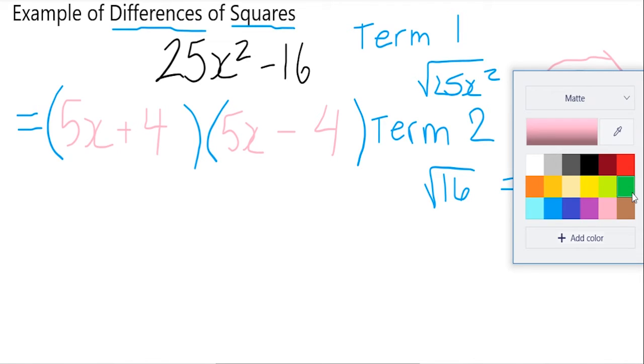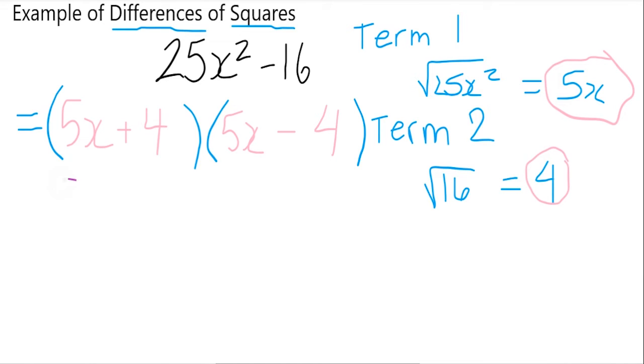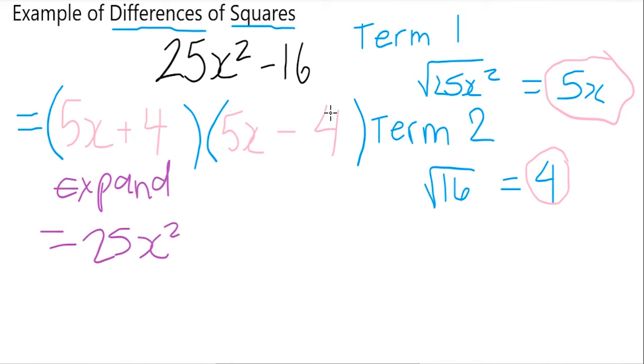Well, let's take a look by expanding. Okay, so let's expand this out, and this will help you understand why we do this. So 5x times 5x, you get 25x squared. 5x times negative 4, you get minus 20x. 4 times 5x, you get positive 20x. And then finally, 4 times negative 4, you get minus 16.